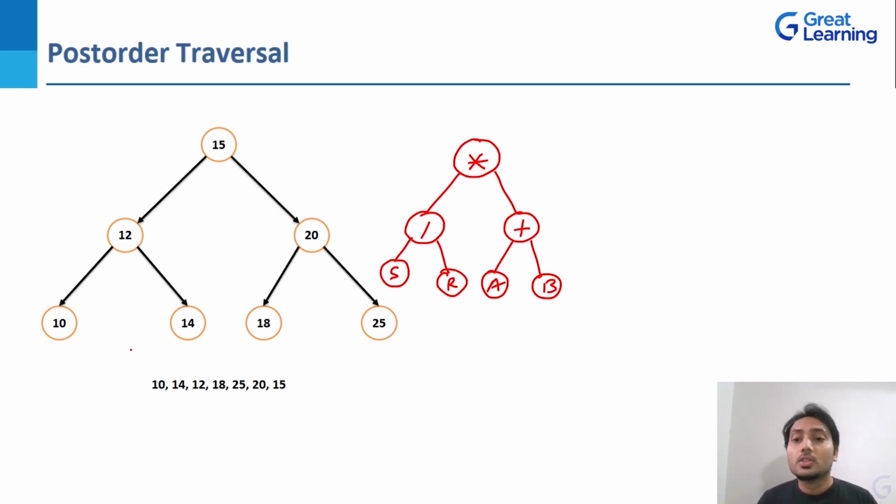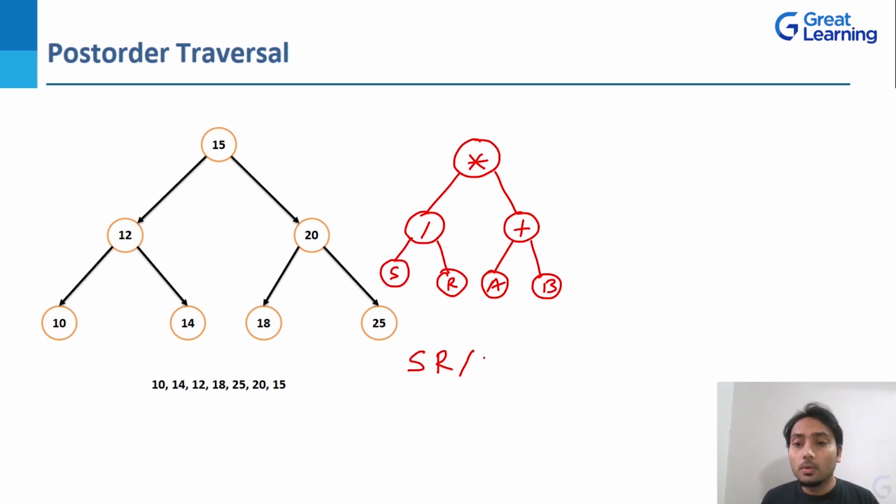Let's see that. So now what we have to consider here, we have to consider the leftmost node, which is S. Then we have to go to where? The right side of that particular subtree. So we have R there. Then consider the division operation. Next, what do you have to do? We have to go to the right side of the tree. So there, what do we have? We have plus as the parent node, A and B as the child nodes.